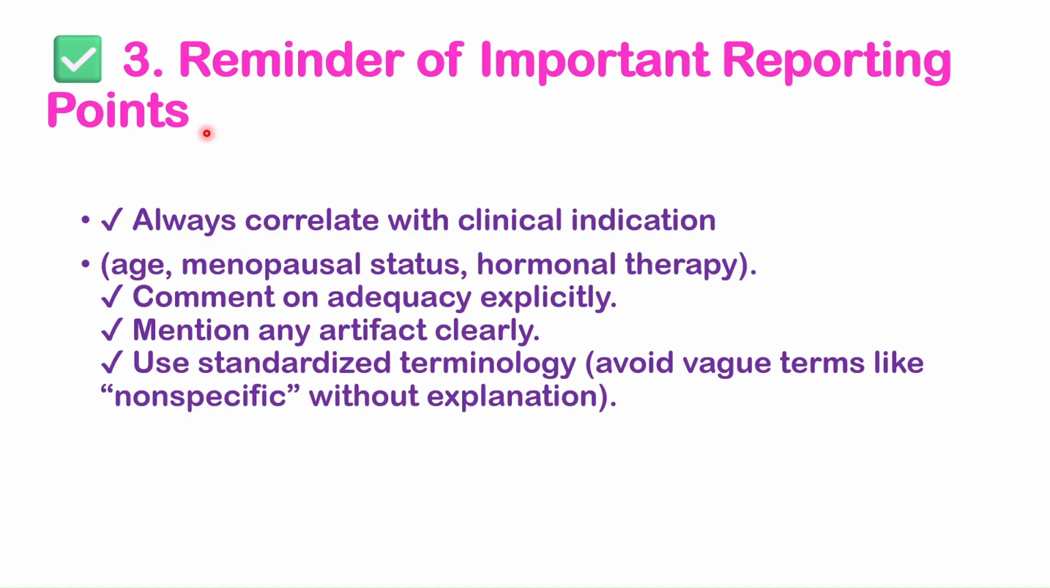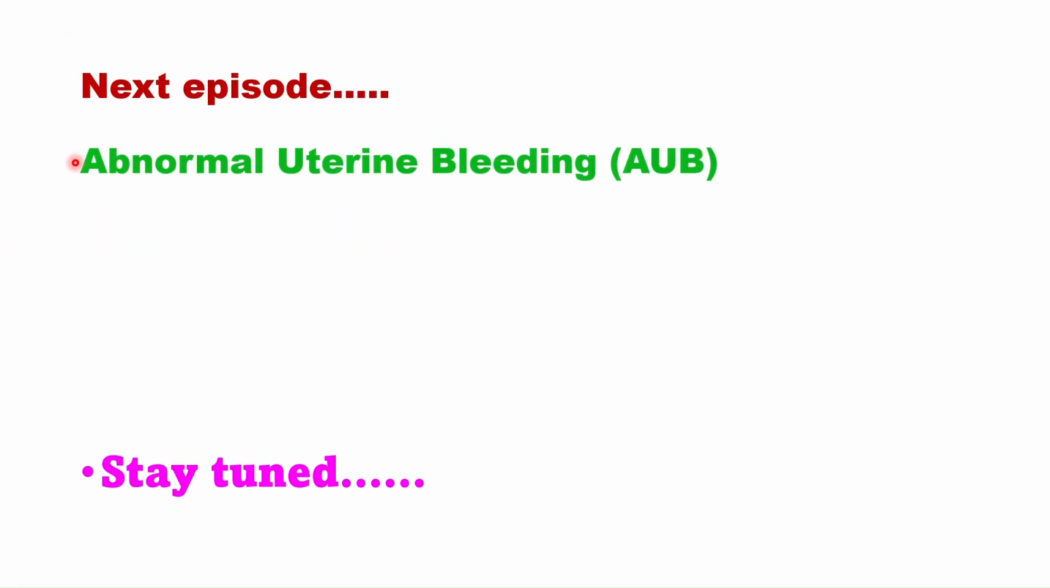So, a reminder of important reporting points. Always correlate with clinical indication. Consider age, menopausal status and hormonal therapy. Comment on adequacy of the tissue. Mention any artifact clearly. Use standardized terminology and avoid vague terms like non-specific without explanation. So I hope this will help in endometrial biopsy interpretation.